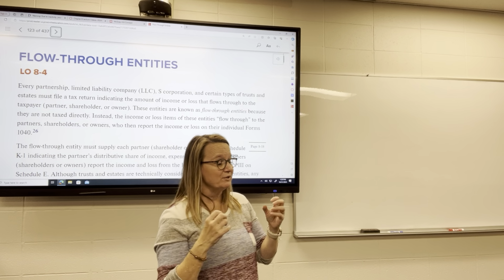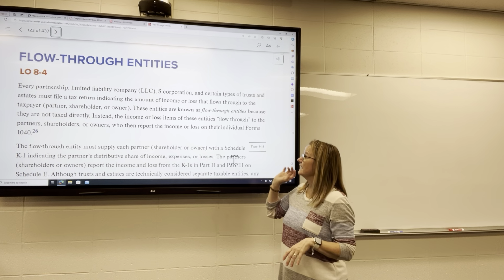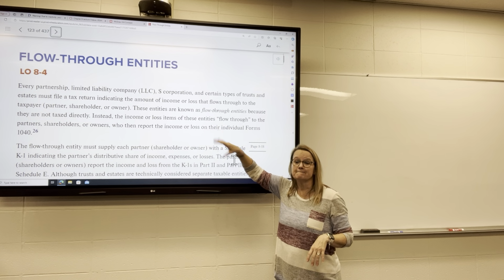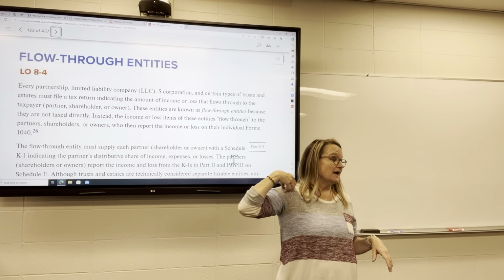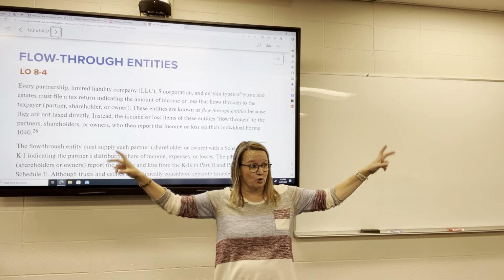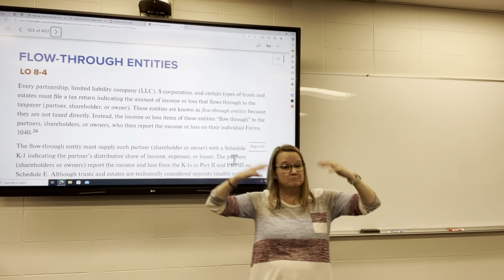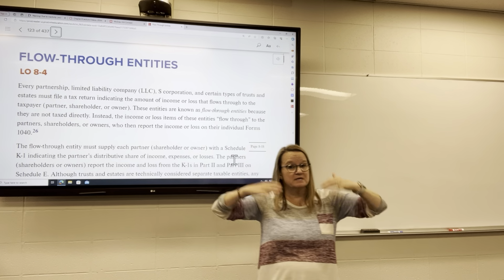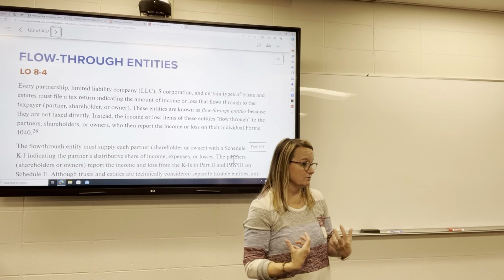All of that income retains its character. And by that, I mean that if we have a flow-through entity that receives qualified dividends, then when that income flows through to the owners, it's going to flow through as a qualified dividend. So instead of being mixed in with all of the other income and expenses from the operations, it's going to retain its character.